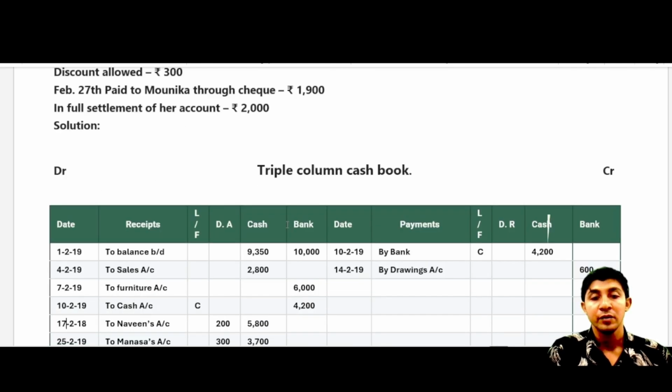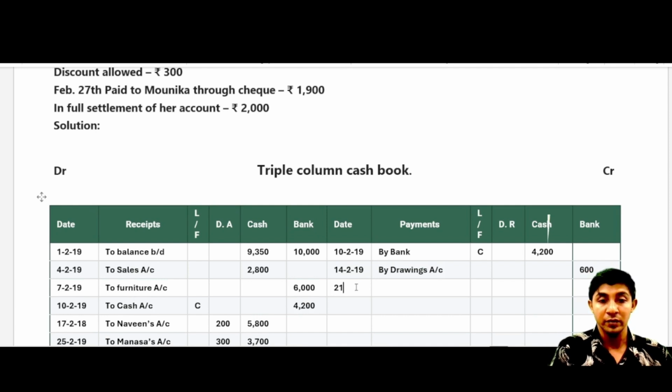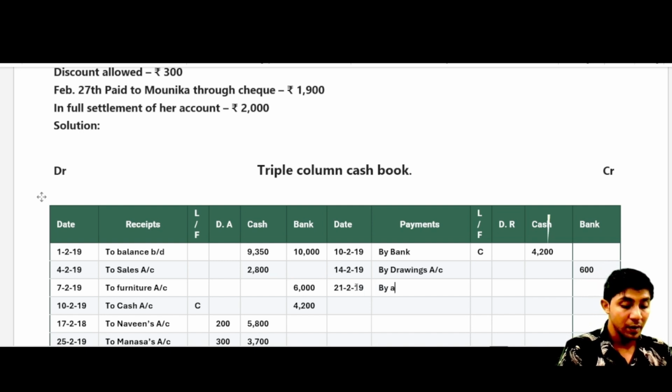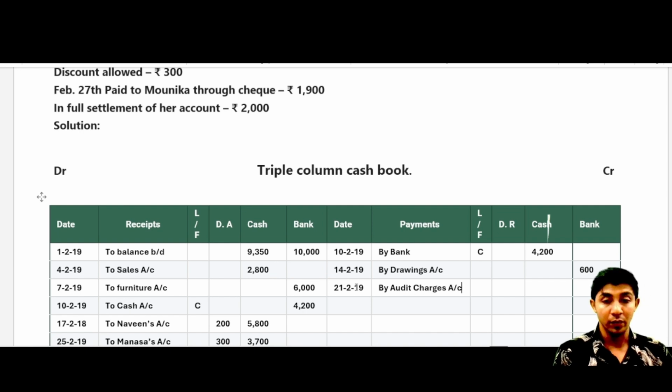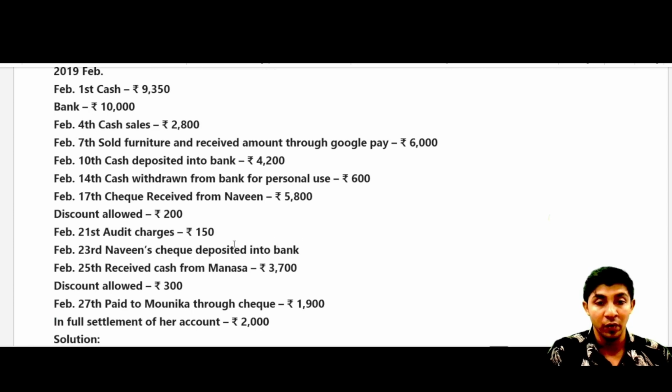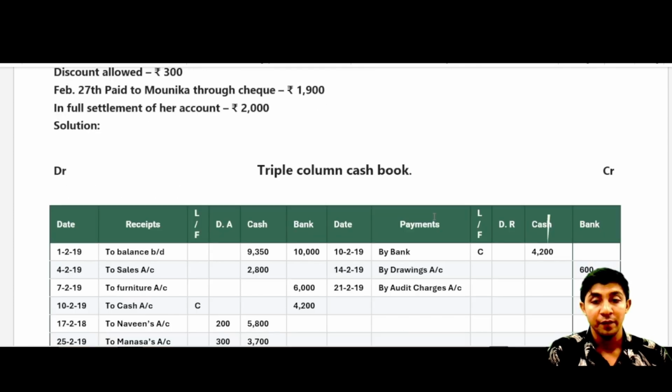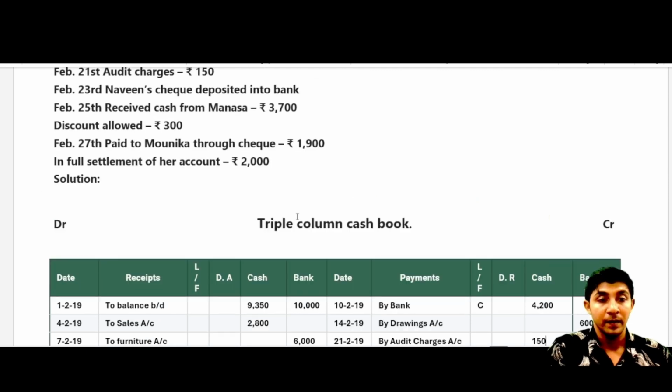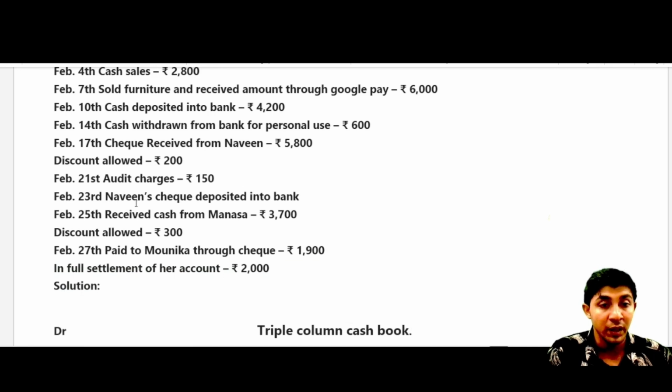Audit charges means payment, so we have to move towards the payment side. We will write here the date, that is 21st February 2019, and on the payment side we have to write by audit charges account. What is the amount of audit charges? The amount of audit charges is 150.